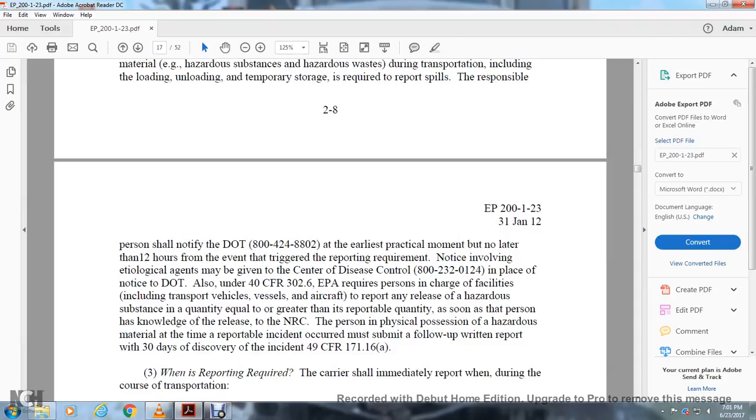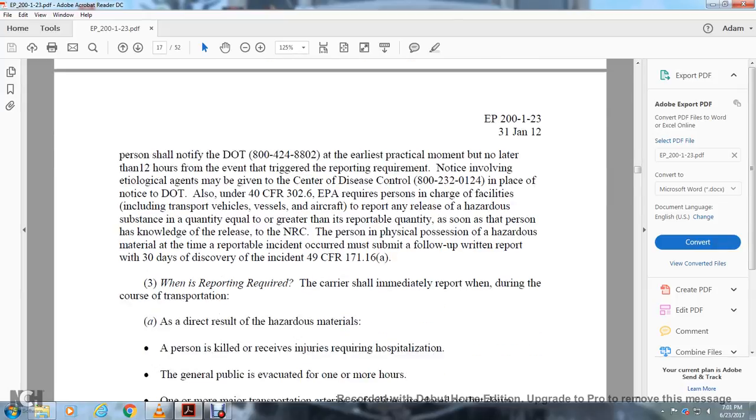Notice involving etiologic agents may be given to the Centers for Disease Control, in place of notice to the Department of Transportation. Also, Title 40 CFR 302.6 requires the Environmental Protection Agency, the person in charge of a facility, including transportation vehicles, vessels, and aircraft, to report a release of a hazardous substance in a quantity equal to or greater than the reportable quantity. As soon as the person has knowledge of the release, notify the National Response Center. The person in physical possession of the hazardous material must also submit a full written follow-up report within 30 days of the incident.